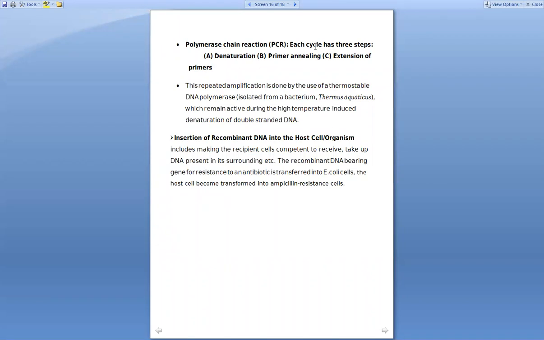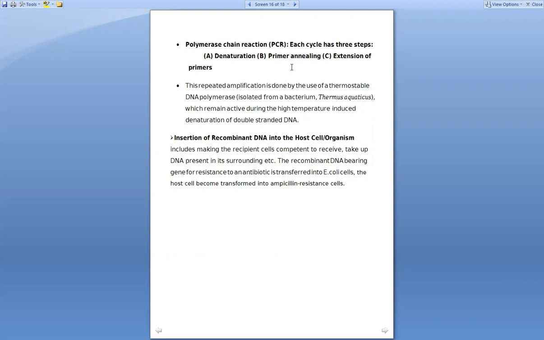Now, see here it is written: each cycle has 3 steps, the denaturation, primer annealing, and the extension of primers. This repeated amplification is done by the use of thermostable DNA polymerase that is isolated from the bacterium Thermus aquaticus, which remains active during high temperature induced denaturation of double-stranded DNA. So upon the denaturation, the 2 strands open. After that, the primer annealing takes place.